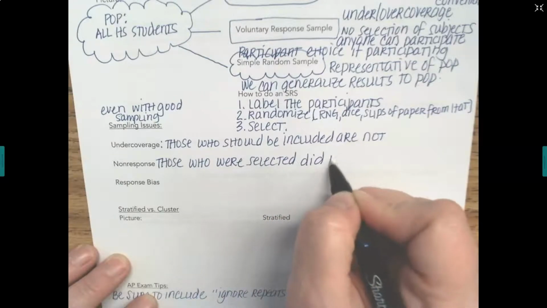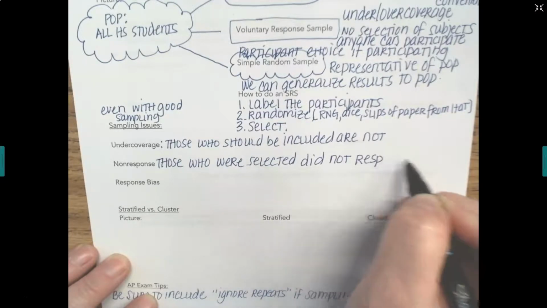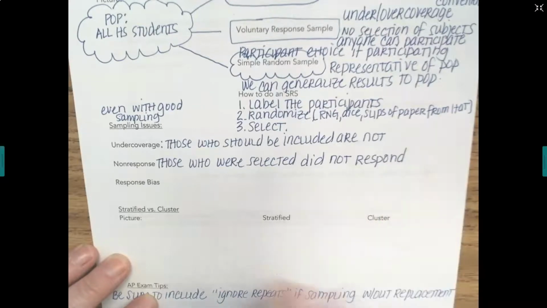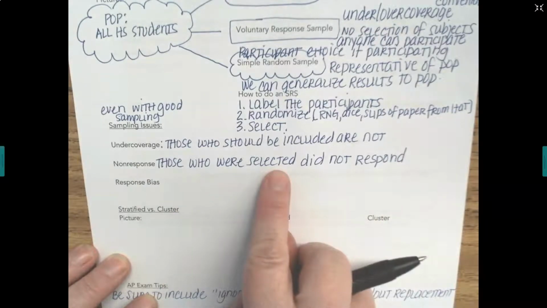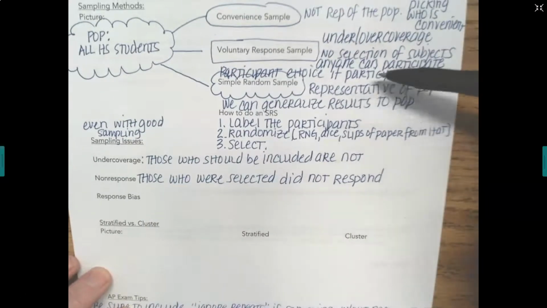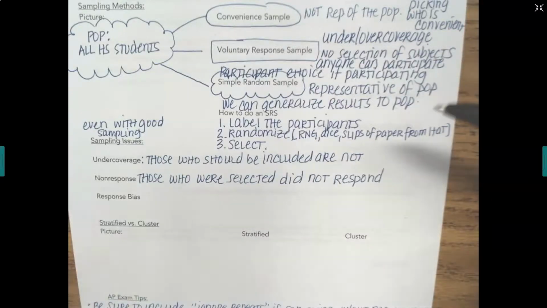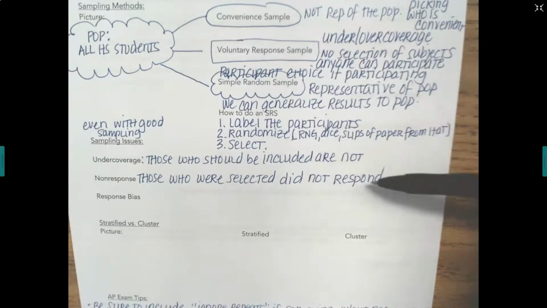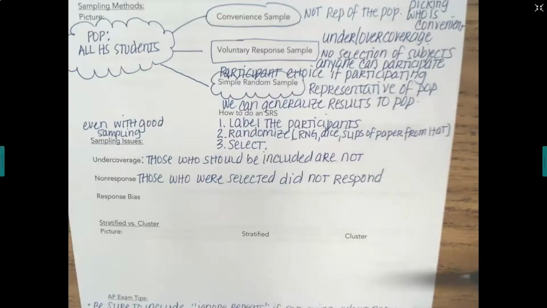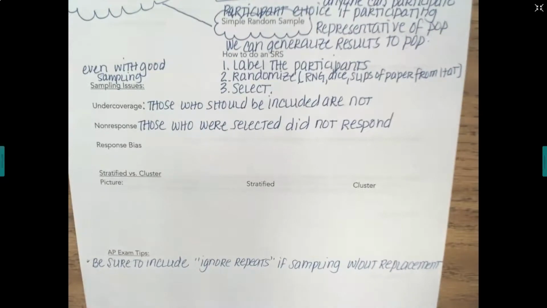Now let me do a little comparison here. Non-response is we selected somebody, sent them the survey, and they didn't send it back. That is different than voluntary response. There's no selection of subjects in a voluntary response. Anyone can participate. It's just put out there. If you want to, you can. If you don't, you don't. As opposed to I asked you to and you didn't respond to it. Okay, so non-response is you're part of the group and you did not respond.